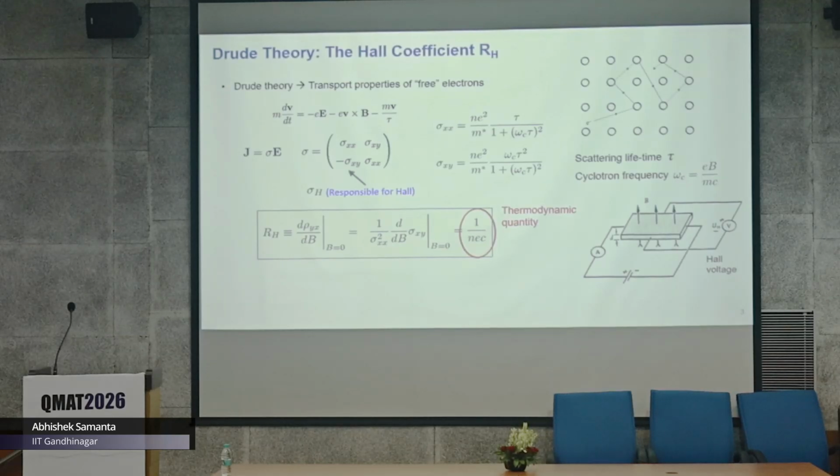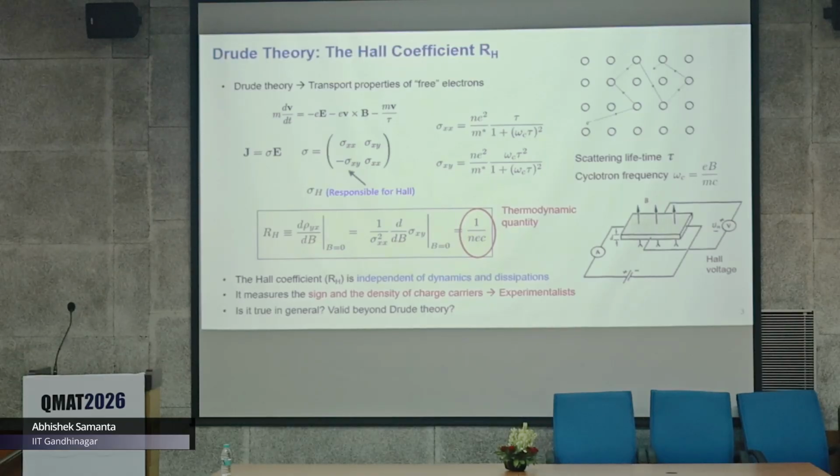So this is like a miracle that although we are talking about transport, the Hall coefficient from the Drude theory turns out to be an equilibrium thermodynamic quantity, which does not depend on dynamics or scattering or any dissipation. It simply measures the density and sign of the charge carriers, and because of that it is often used by the experimentalists also. So the question is, is this true in general? Can we express the Hall coefficient in terms of thermodynamic variables, which is valid beyond the Drude theory also? So the answer is yes, but the answer is also not so simple.